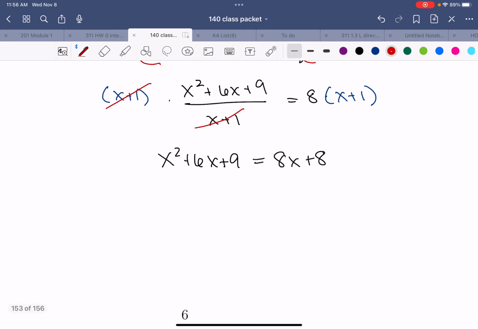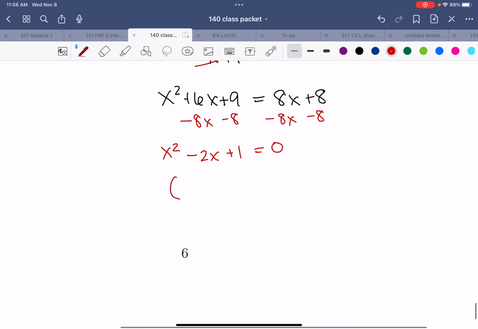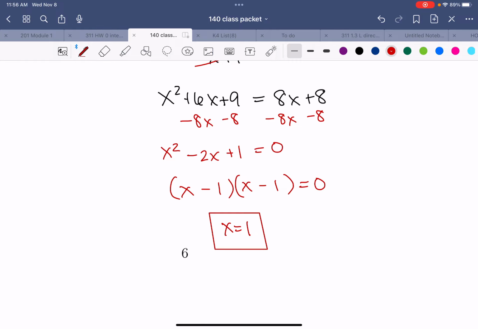And this is quadratic because we have an x squared. So let's go ahead and move everything to one side to make it equal to 0. So subtract 8x and 8. And that's going to leave me with x squared minus 2x plus 1 equals 0. And that can actually be factored as x minus 1 and x minus 1, right? Two numbers that multiply to 1 but add to negative 2. And that means you get x equals 1 twice.